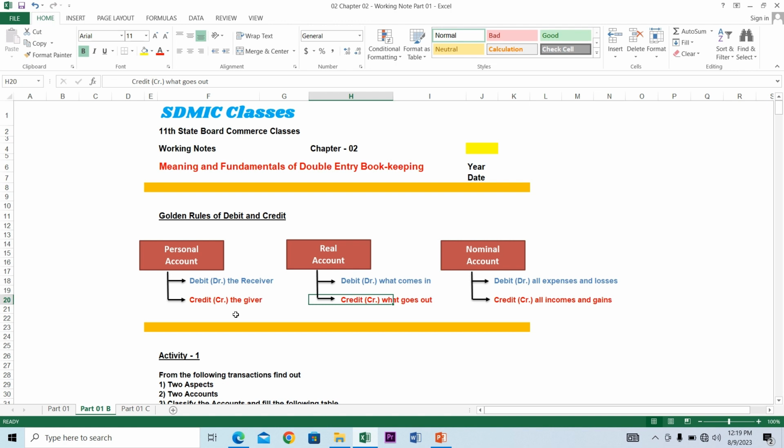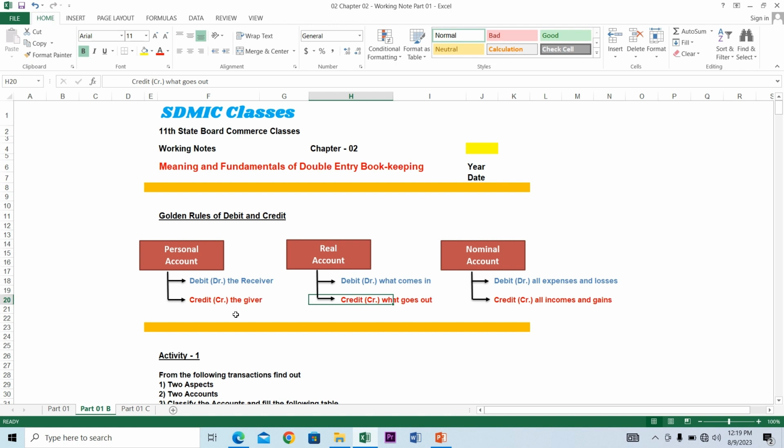So under nominal account, debit what? Debit all expenses and losses. Purchase is a nominal account, so we debit purchase because purchase is an expenditure. So we have debited that. Okay, then credit what?